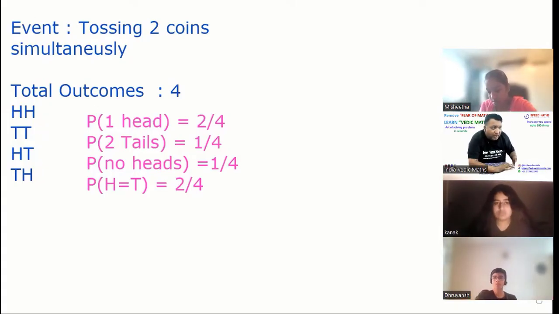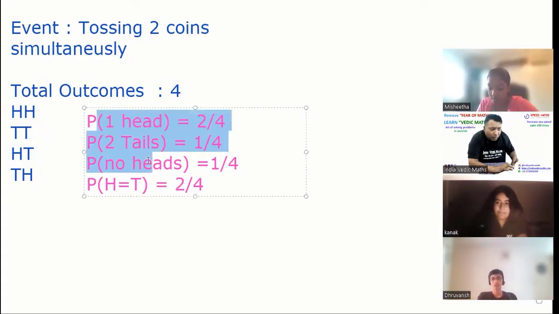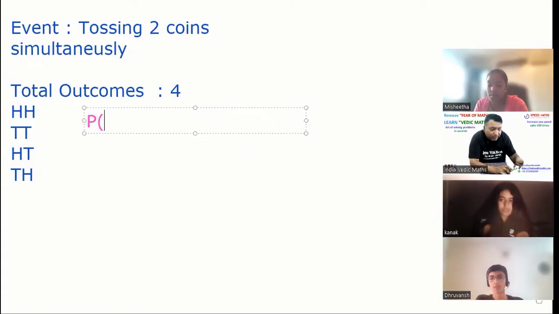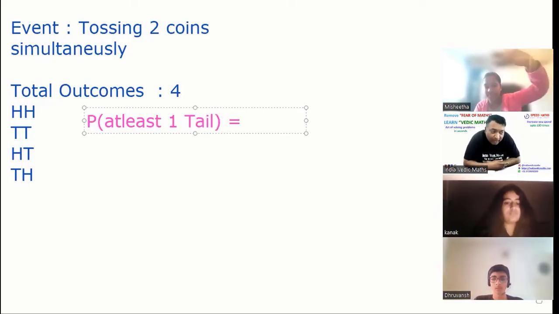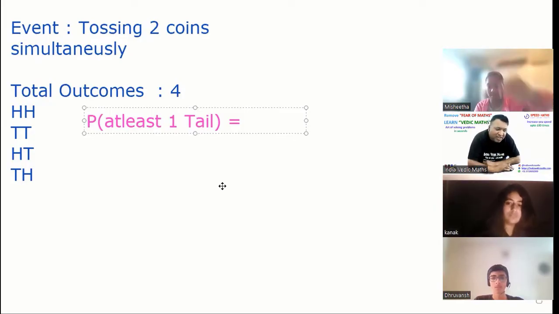Please tell me, think about it. This is an interesting question. What is the probability of getting at least 1 tail? Think about it. Out of the 4 outcomes, which outcomes are favorable for this? At least 1 tail. Yes, Mishita. Mishita is very eager to tell.